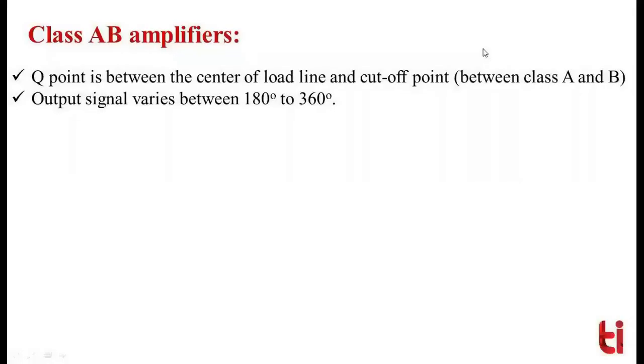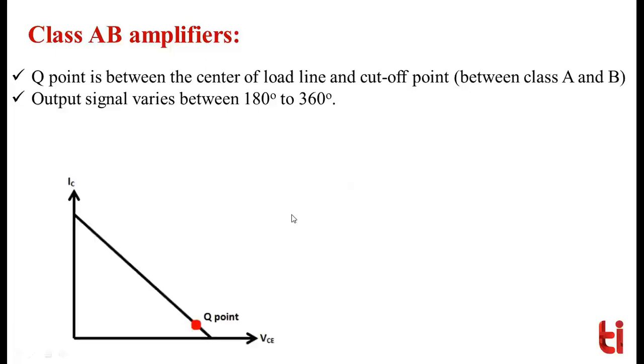Class AB amplifier. As we discussed in section 1, during the classification of power amplifiers, in class AB amplifier, the quiescent point, that is the Q point, is set between the center of the load line and the cutoff point. Hence, the output signal varies between 180 degrees to 360 degrees. So here we can see that the Q point is set above the cutoff point.